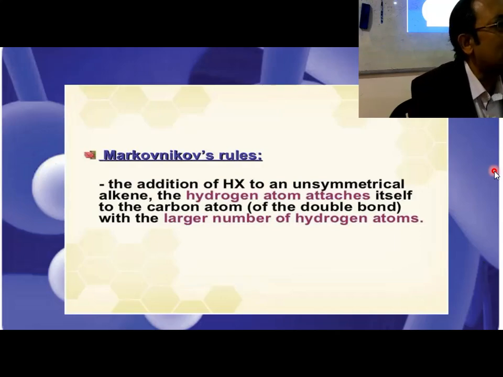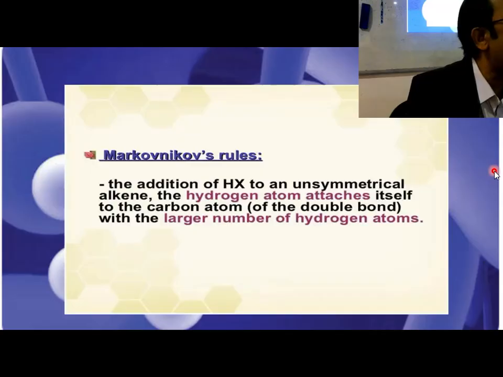That means bromine is going to carbon number 2, not carbon number 1. It is going to carbon number 2. Okay, 2-bromopropane you are getting. From propene you are getting 2-bromopropane. That is called Markovnikov addition.